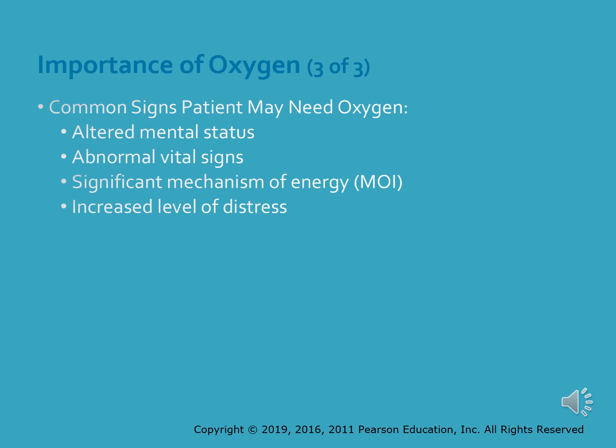Next is significant mechanism of injury, also known as an MOI. Any individual who has had a significant injury, regardless of an open wound or not, may have sustained damage to the circulatory system, resulting in a disruption in normal blood flow to the vital organs. And last, the increased level of distress. This refers to anyone who appears to be in significant distress as indicated by difficulty breathing or significant pain.